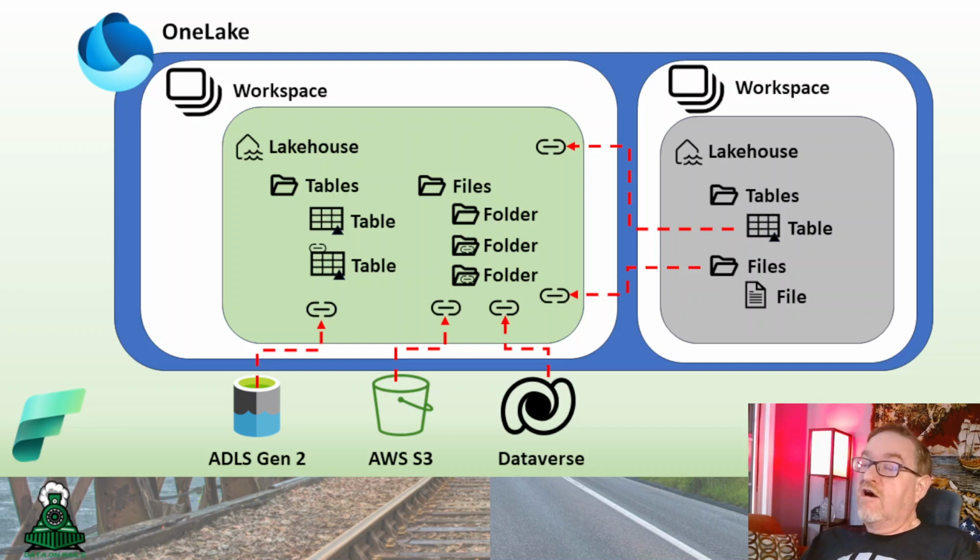Shortcuts are a great way to use Fabric as a consolidation point for a lot of your data from a lot of different places, without moving that data around and without reinvesting in a lot of ETL or other type of workloads.